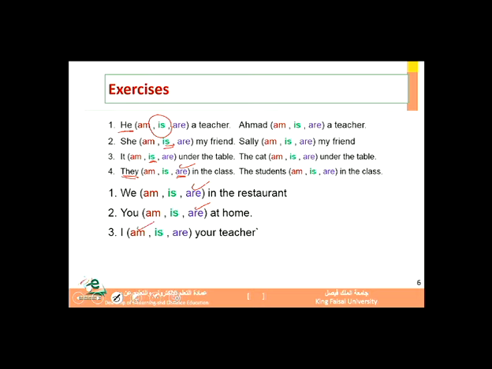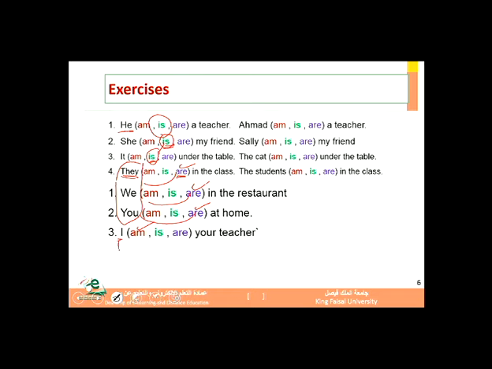So as you can see, it is the pronoun that decides which form of the verb to be we are going to have. So he, she, it usually have is, while they, we, you have are.